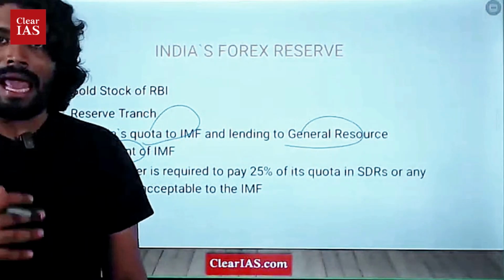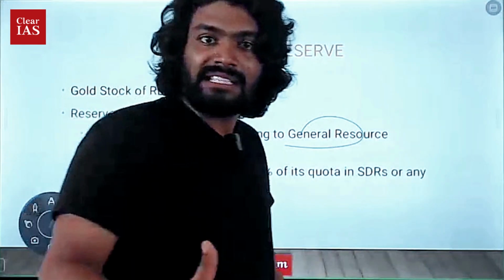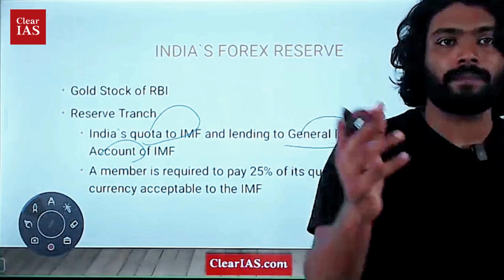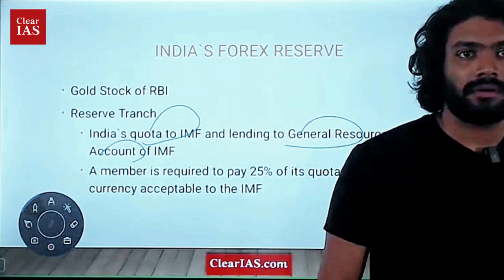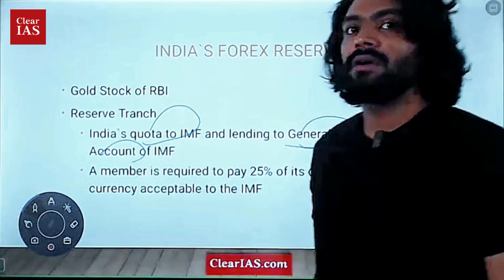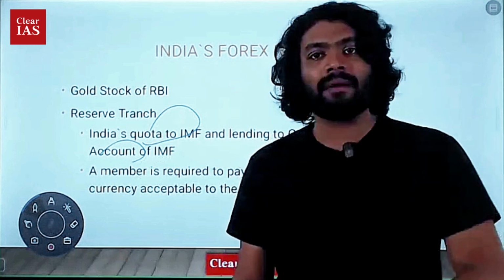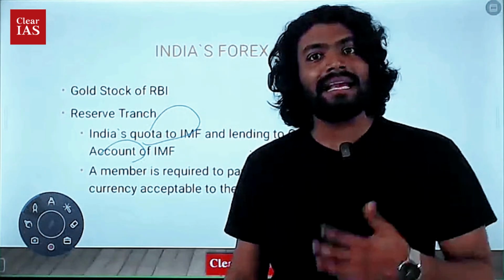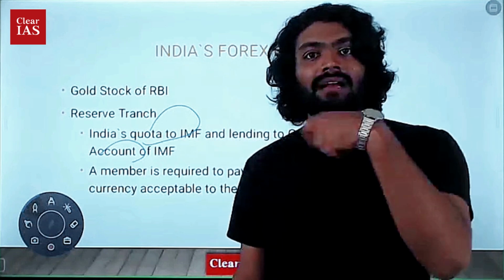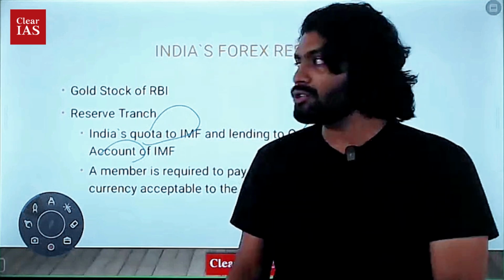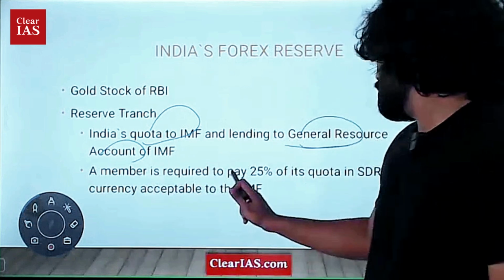India's quota means every member country of IMF. India is a member country. There are many other member countries. They actually pay a certain amount as quota for their membership. And also, they have an ability to lend to general resource account. General resource account is an account with the IMF that actually deals with the spending of IMF. And many countries who are well off can lend to that. They can send money to that. So India has some lending, and also India has a quota.